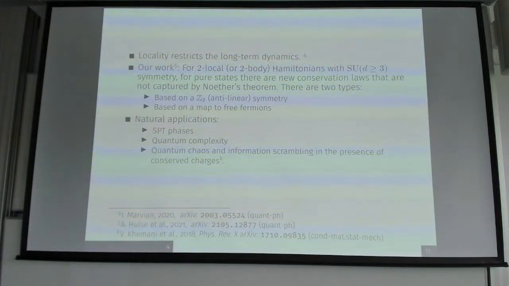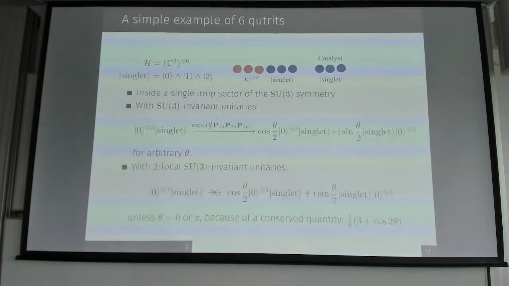For example, it can apply to SPT physics, where by definition symmetry and locality are both important, and it can also apply to quantum complexity, quantum chaos in the presence of conserved charges. So these are possible applications we could think of.